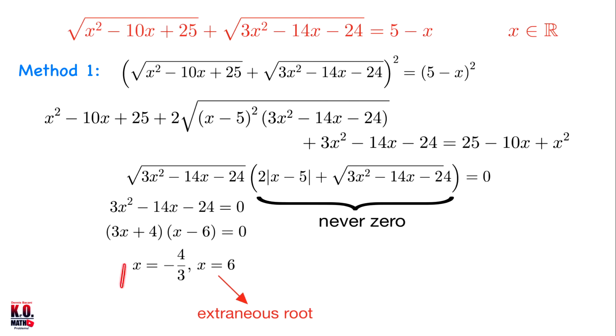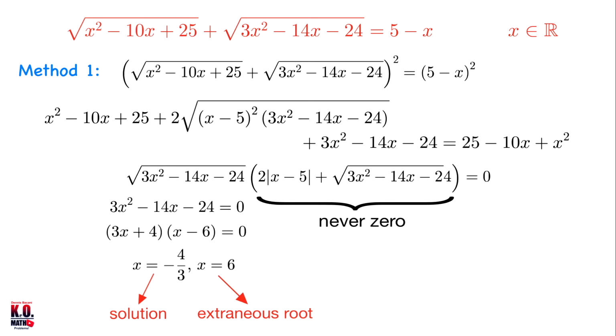Now, how about x equals negative 4/3? So when you plug in x equals negative 4/3, you'll get here a positive number, and try to plug in negative 4/3 for x for each of this expression, and you'll see that the sum of their square roots is indeed equal to the right-hand side of the equation. So therefore, in this case, x equals negative 4/3 is a solution, and it's the only solution to our equation.